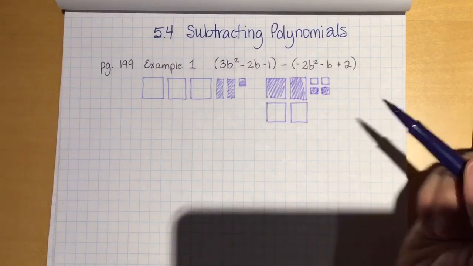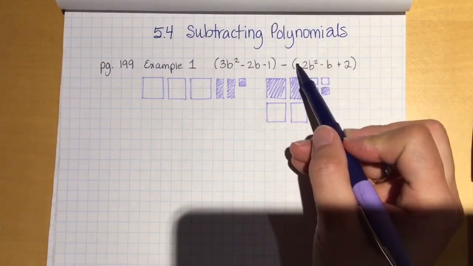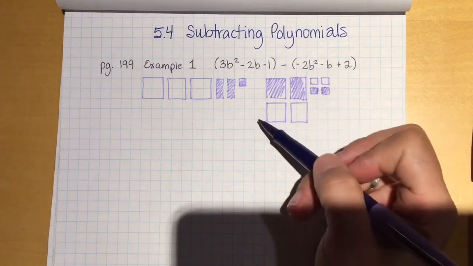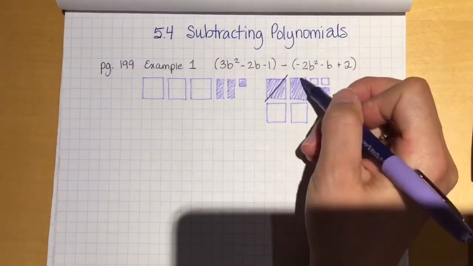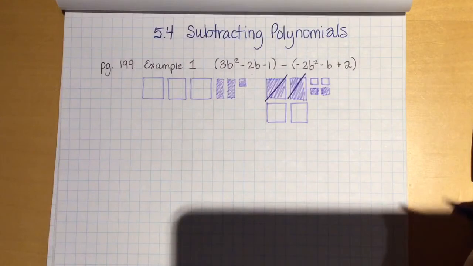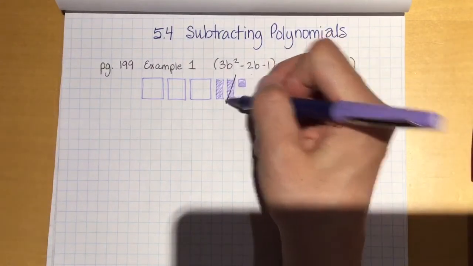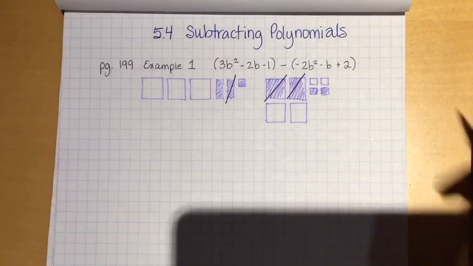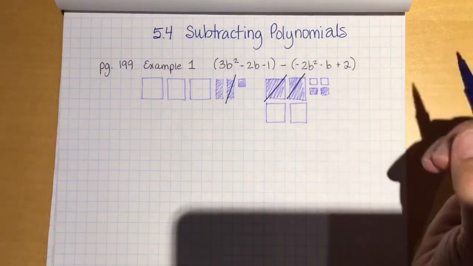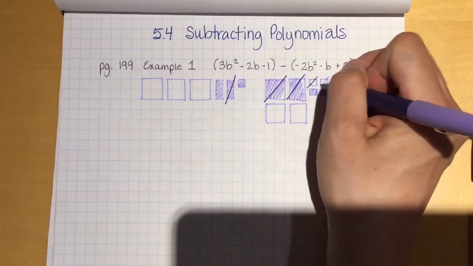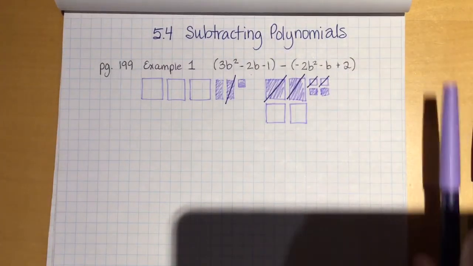The first thing I want to do is take away negative 2b squared. So here are the negatives, 1, 2, done. Next I want to take away 1 negative b, done. And then I also want to take away 2 positives. Okay, 1, 2. And what am I left with?